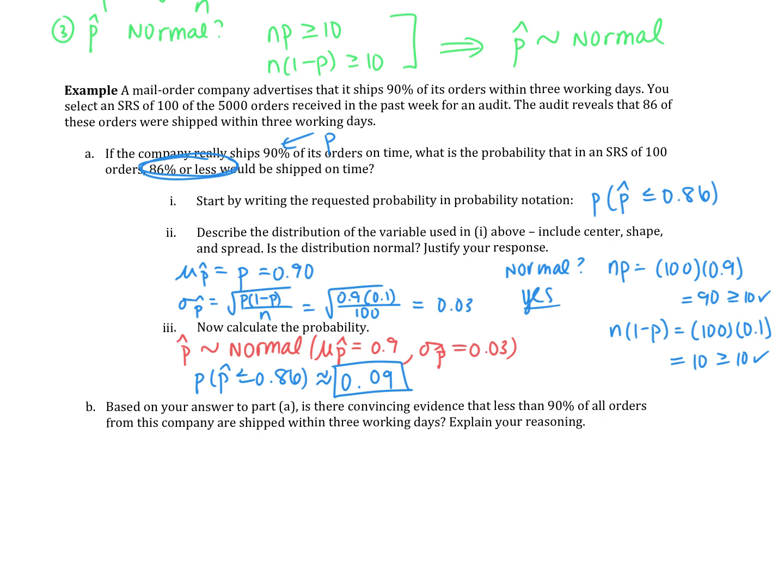What is our cutoff in stats for having convincing evidence? What's the same number? When something's rare? 5%. Bigger than 5%. So is there convincing evidence? No.